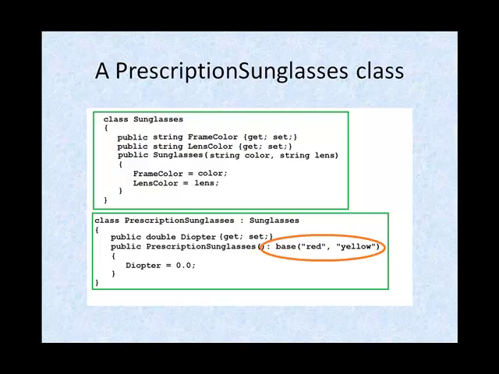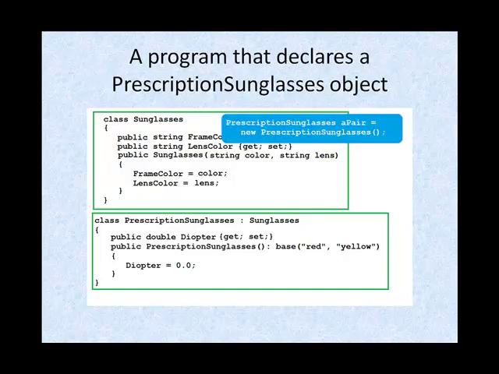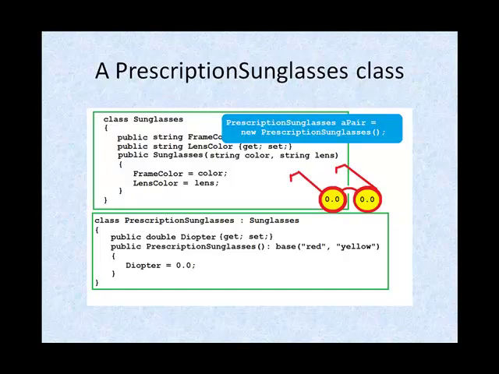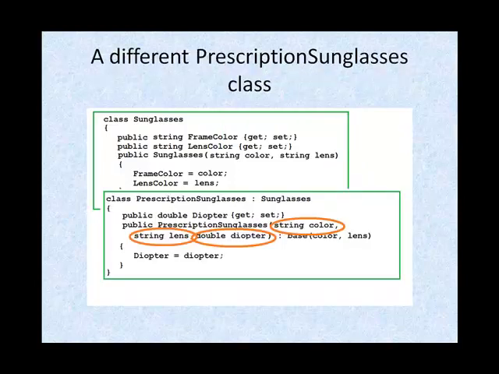In this case, we're sending two strings, red and yellow. Red will go to the parent class constructor and become color, and yellow will also go to the parent class constructor and become lens. Diopter will still be set in the child class constructor. So now when you declare a pair of prescription sunglasses, you get a red frame, a yellow lens, and a diopter of 0.0.